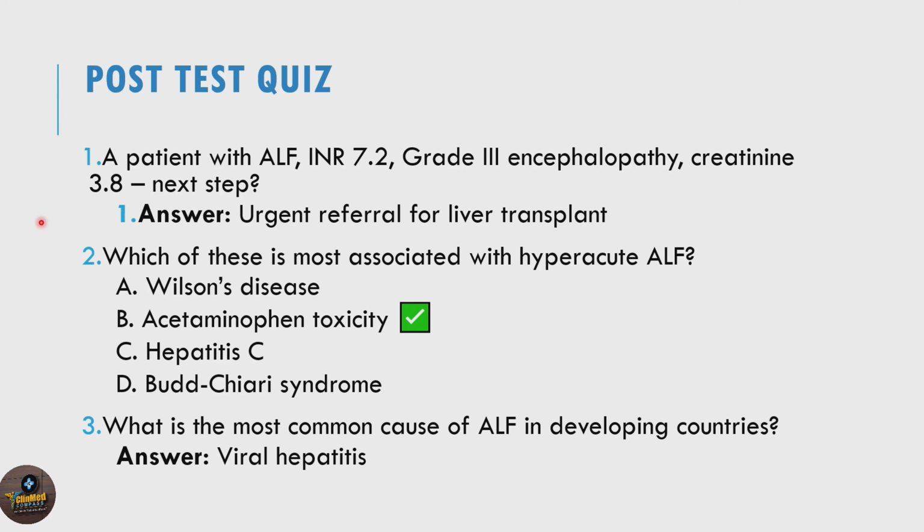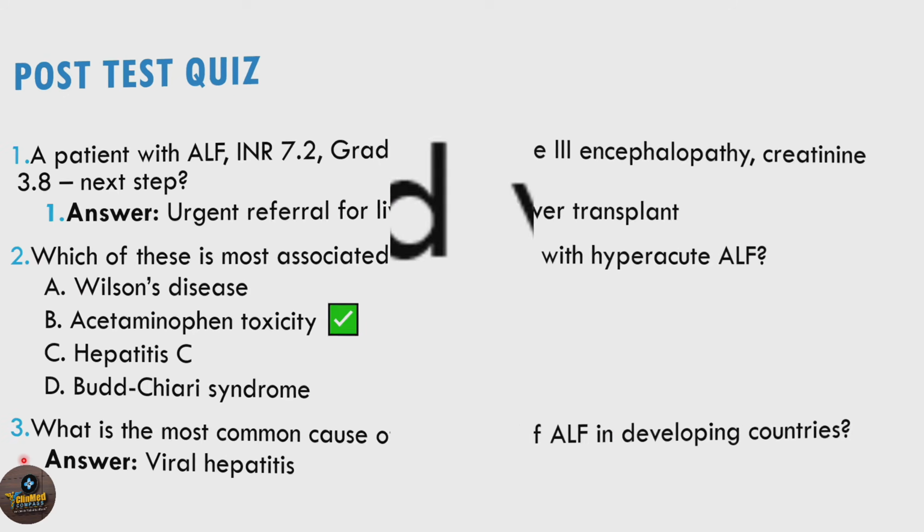Question 2. Which condition is most associated with hyperacute liver failure? Wilson's disease, hepatitis C, and Budd-Chiari. The answer is B, acetaminophen toxicity. What is the most common cause of acute liver failure in developing countries? The answer is viral hepatitis.